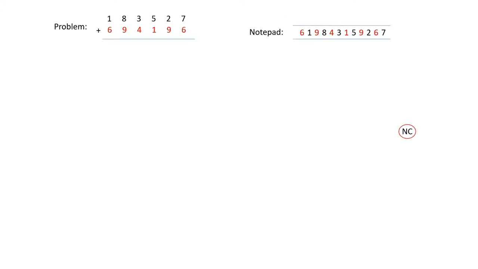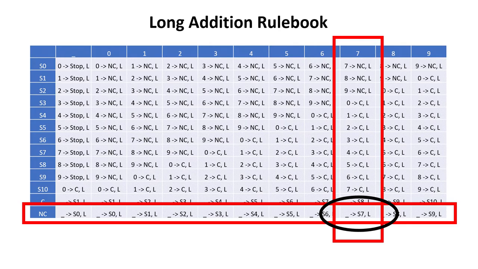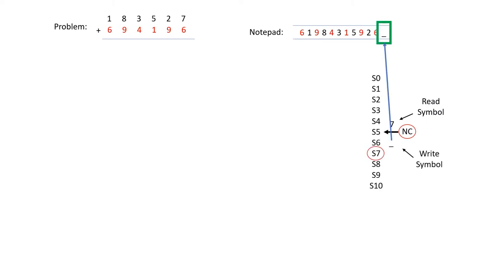So here, let me move through our favorite example again. The number above the arrow is the read symbol, and the number below the arrow is the write symbol. We start off with no carry, then we read the 7 off the notepad. Next, we look up the rulebook and see what to do if we're in rule no carry, and we see the symbol 7. In response, we write back a blank, we move to state 7, and then we move left on the notepad.